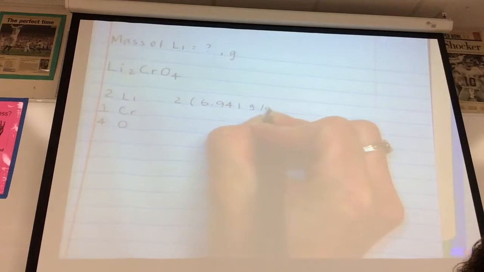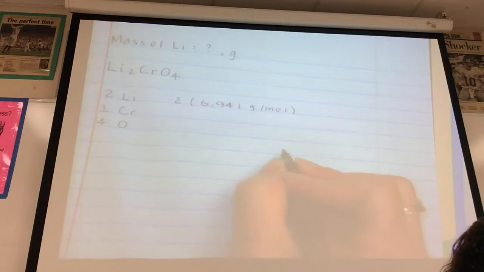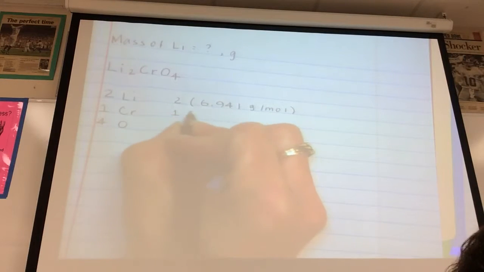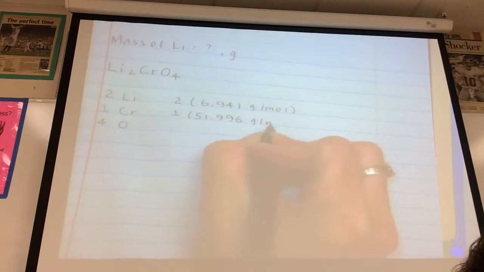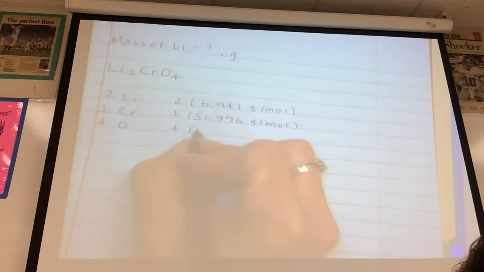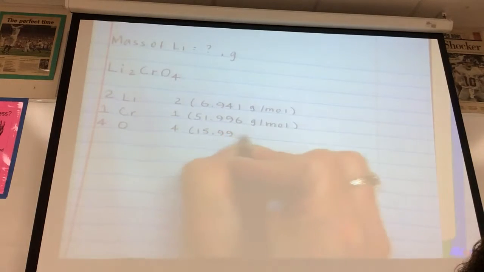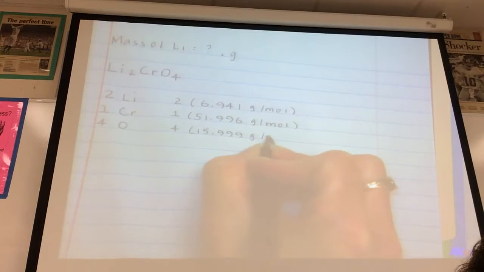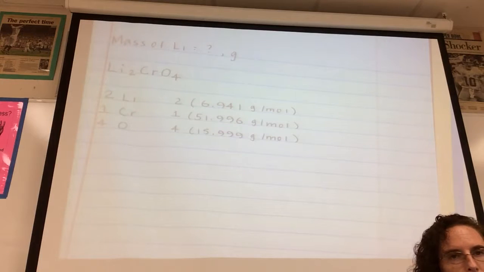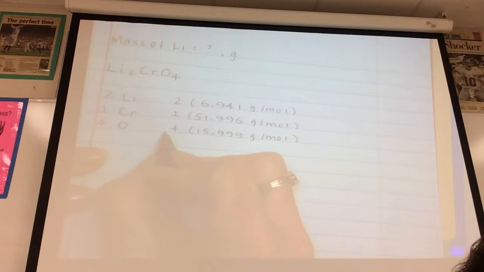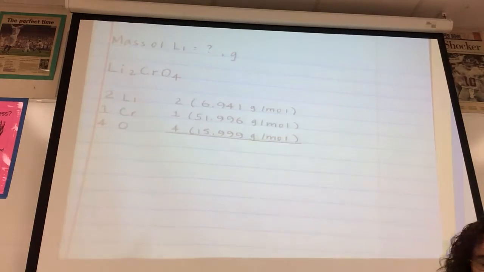Two times the molar mass of lithium off the periodic table. One times the molar mass of chromium off the periodic table. Four times the mass of oxygen, and that's the molar mass for one mole, off the periodic table. And I believe everybody was here on Tuesday, so I think the percent comp you found pretty straightforward. If not, it's been filmed and you can watch it if you wish, or you can rewatch it if you think it'll be helpful.